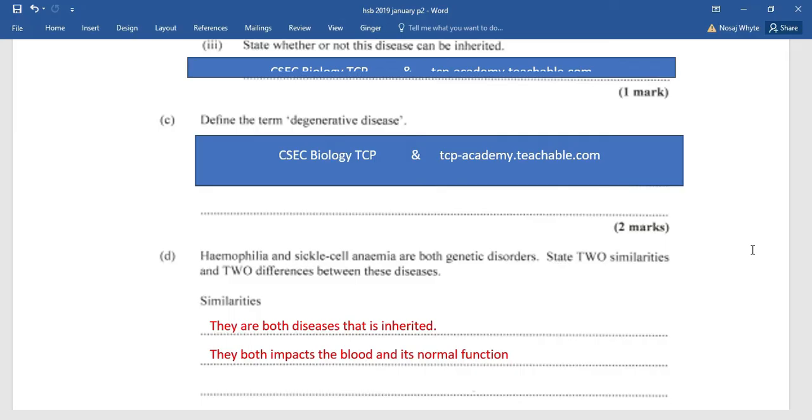Now you'd know that hemophilia prevents the blood from clotting normally. So when a person has a scar, a cut, it continues to bleed and would require some medication for the bleeding to stop. Under normal circumstances, it would have stopped itself. In sickle cell anemia, what happens is that the blood cell takes a sickle shape or a half moon shape, and as such it's not able to carry the amount of oxygen that it would have normally carried. So the similarity here is that both diseases are inherited, and of course they both impact the blood and its normal function. Let's move on to another question.